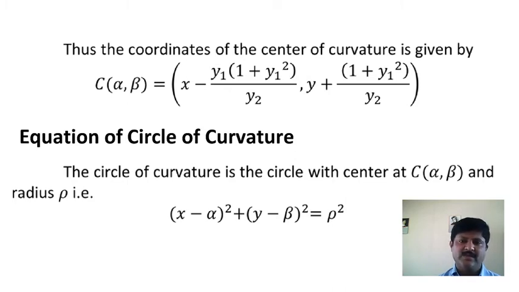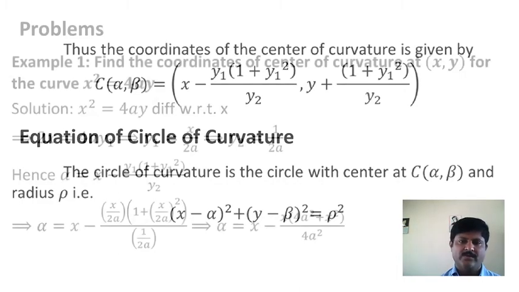Next, the equation of the circle of curvature is given by: the circle of curvature is the circle with center at C(alpha, beta) and radius rho, given by (x - alpha)^2 + (y - beta)^2 = rho^2.